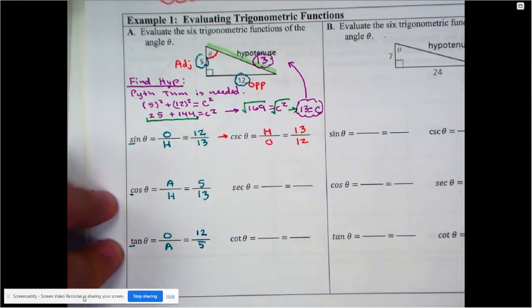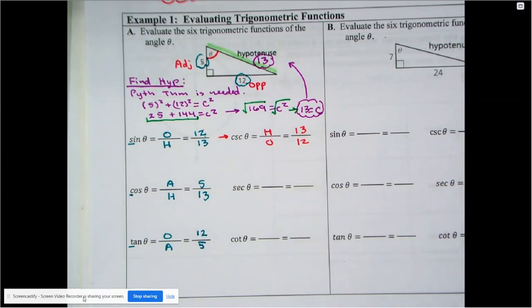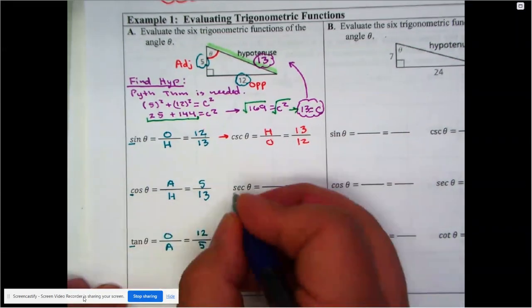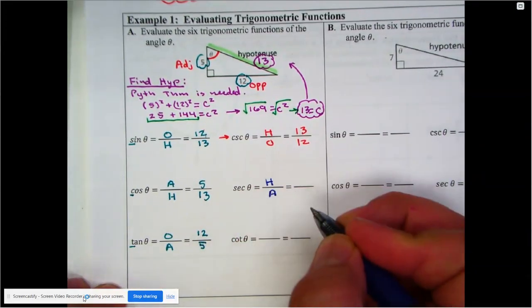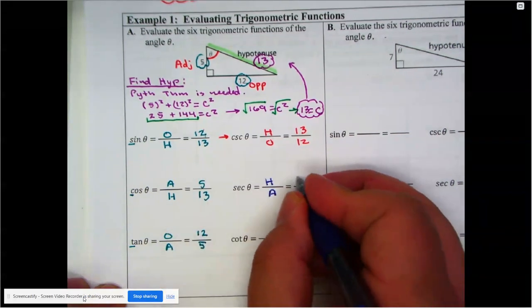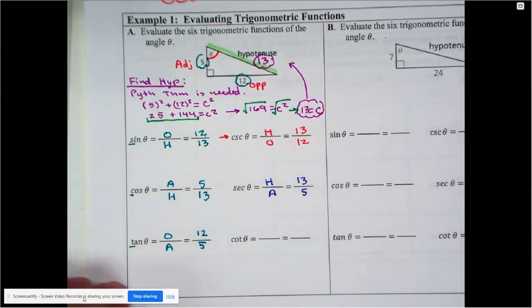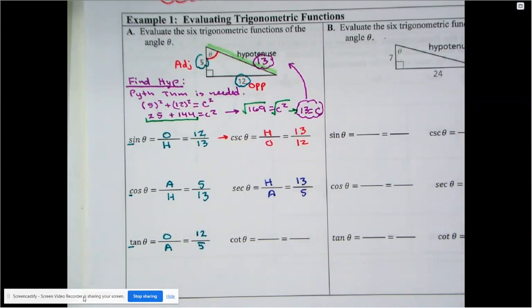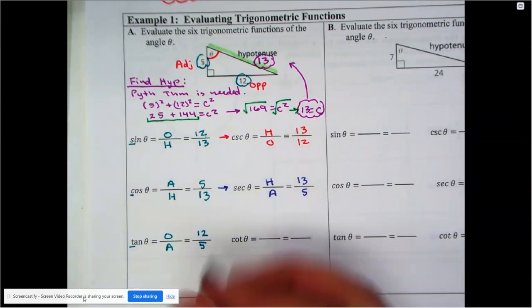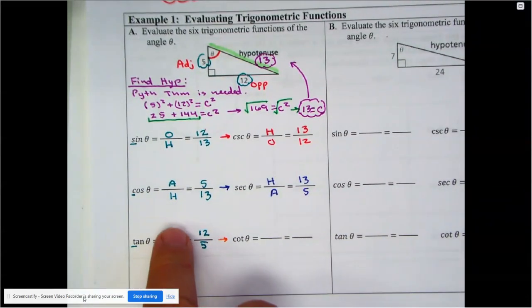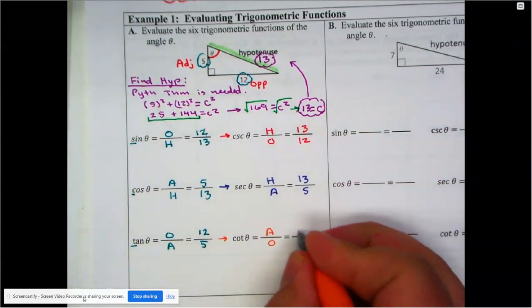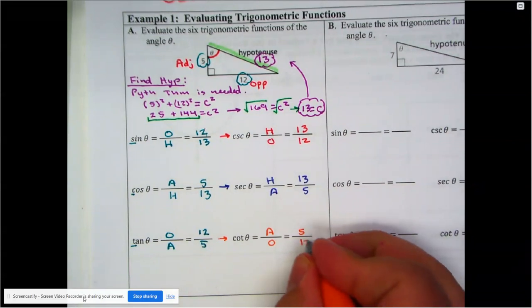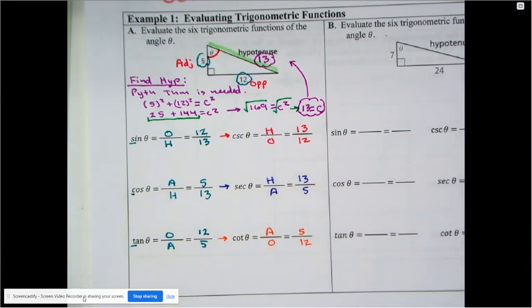So the next one says, if this one is cosine, I'm going to do secant. If this is A over H, then it's H over A. And if this one was 5 over 13, that means 13 over 5. And finally, last one here. Cosine was related to secant, so tangent is related to cotangent. If this one is OA, then flip it, AO. My adjacent was 5, my opposite was 12. And there it is, it's just the flip of 12 over 5.